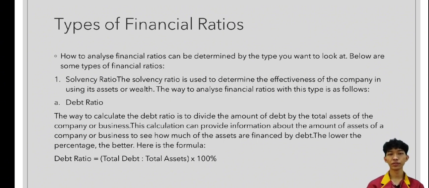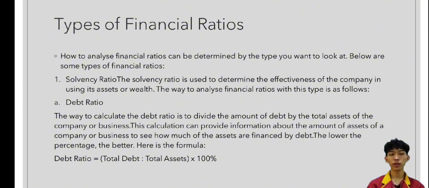Next, types of financial ratio. How to analyze this financial ratio can be determined by the type you want to look at. Below are some types of financial ratio. The first, solvency ratio. The solvency ratio is used to determine the effectiveness of the company in using its asset or wealth. The way to analyze financial ratio with this type is as follows.